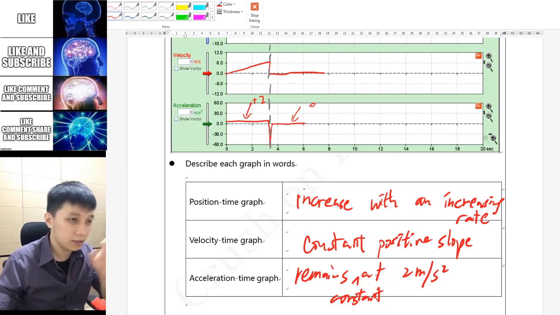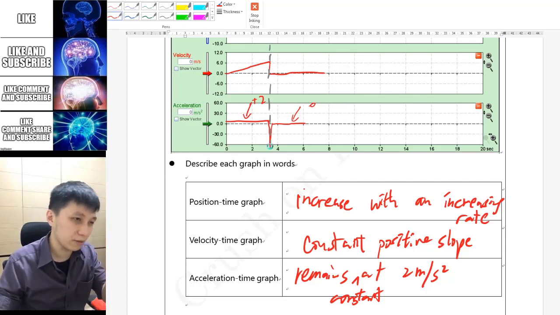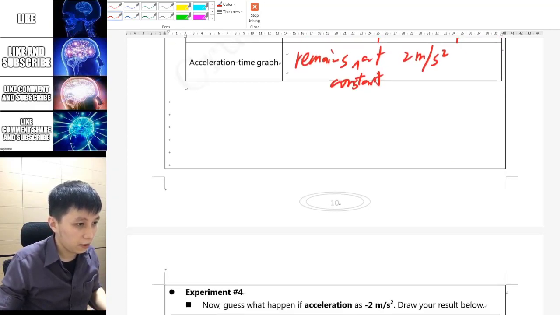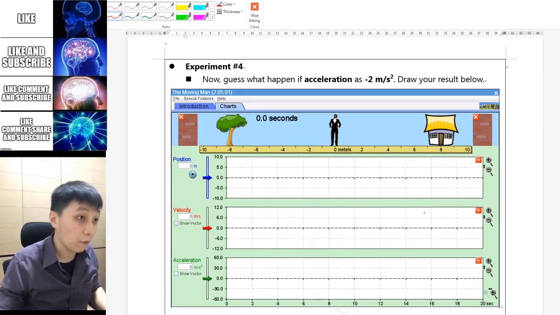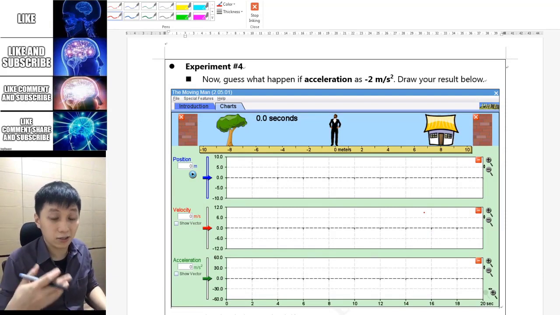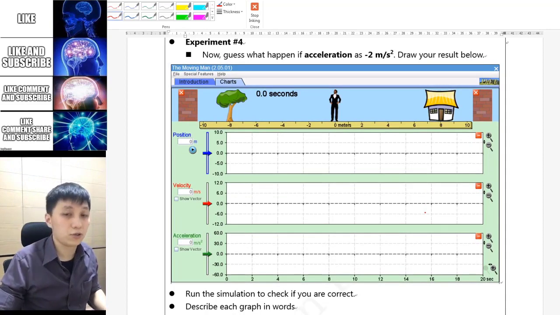Okay, and this is a description again from 0 seconds to that particular moment when it hits the wall, so roughly about 3 point something seconds only. Okay, so that should be good enough. Next is experiment 4. This time again it asks you to set the acceleration as 2 but negative. So I think this time you can do the prediction as well.